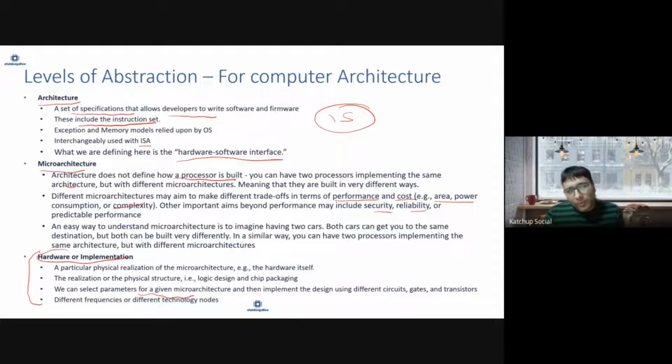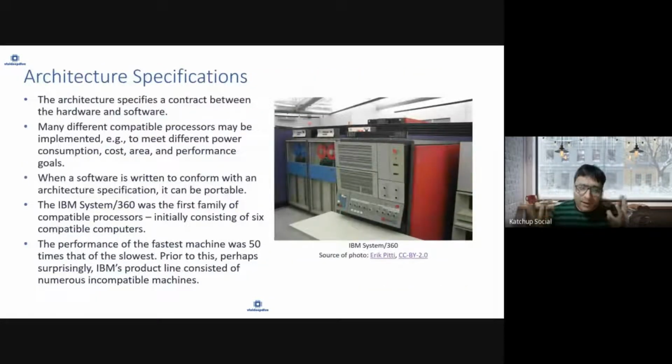So when you talk about computer architecture, these are the different levels of abstraction. One is architecture, which is your hardware-software interface. Then microarchitecture, closer to hardware but still at a higher level. And then your real hardware, or implementation details. These are the different levels of abstraction in which people talk about computer architecture, or as I would say, your system architecture.